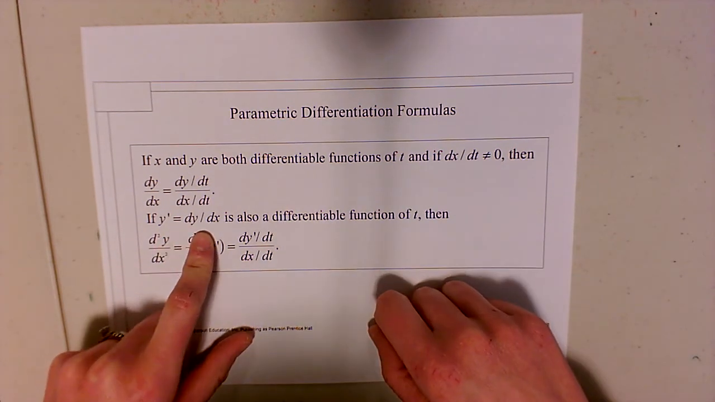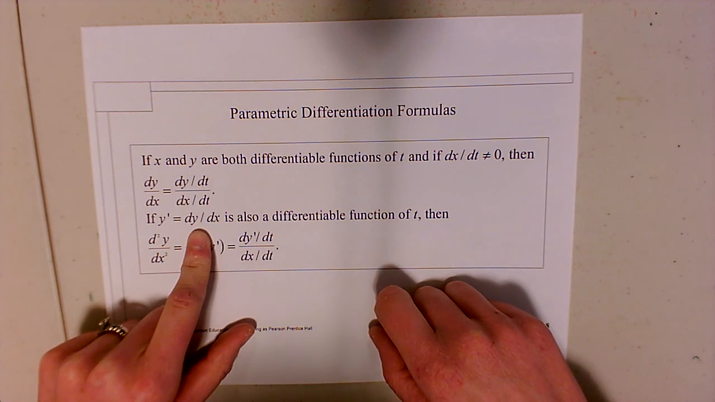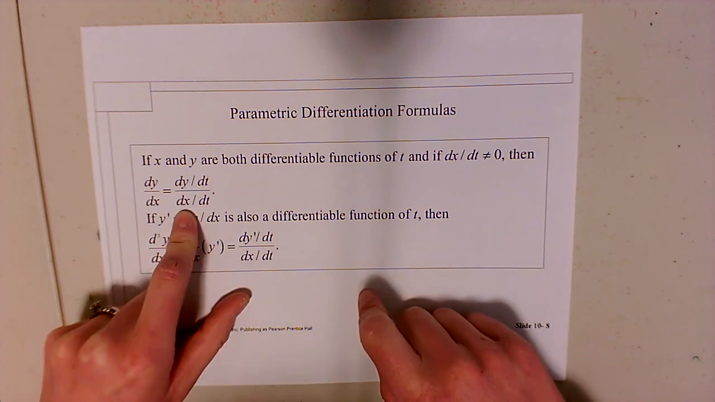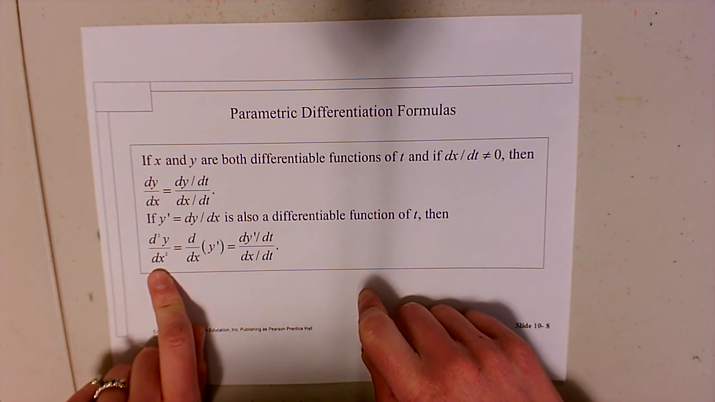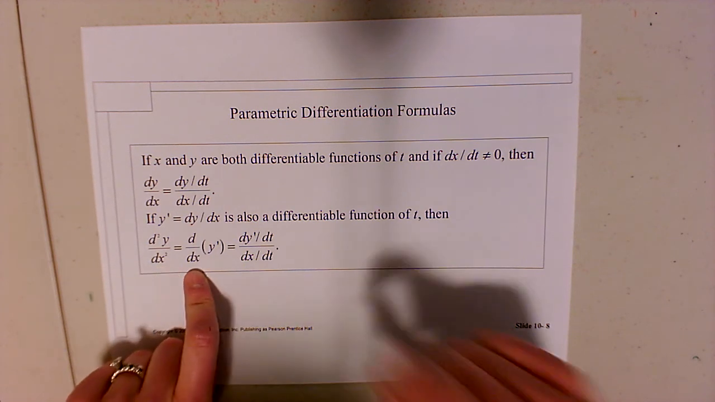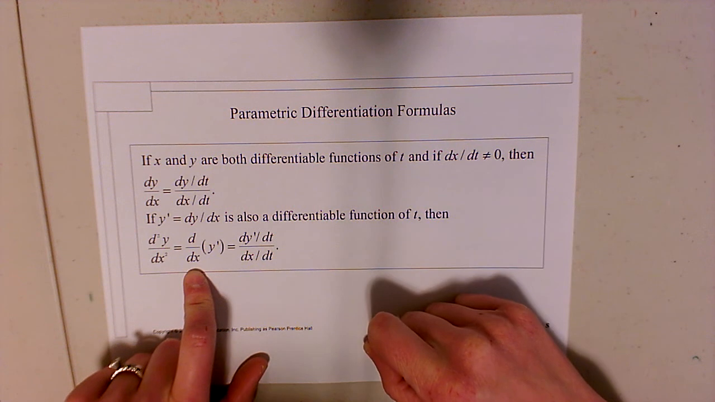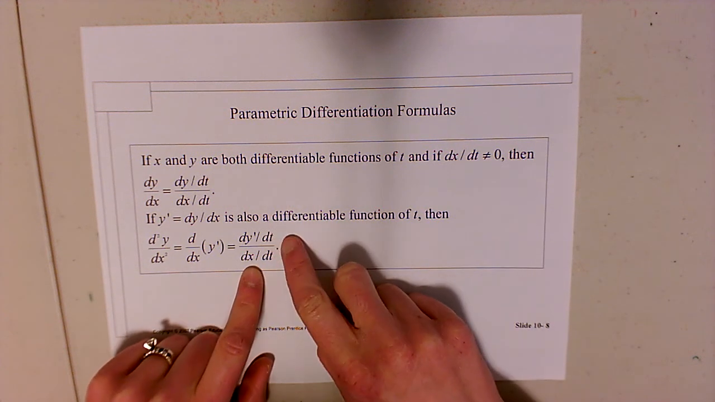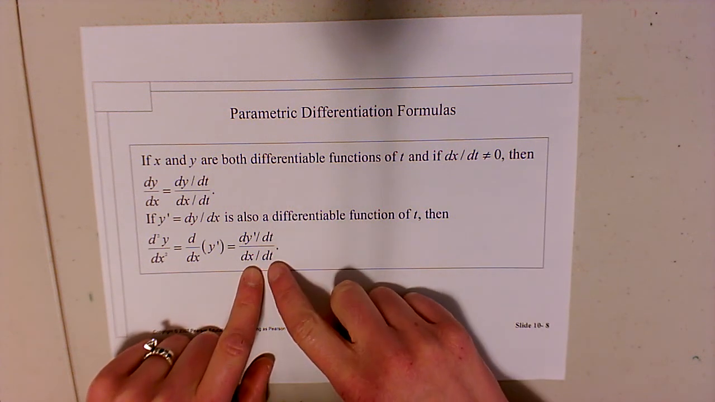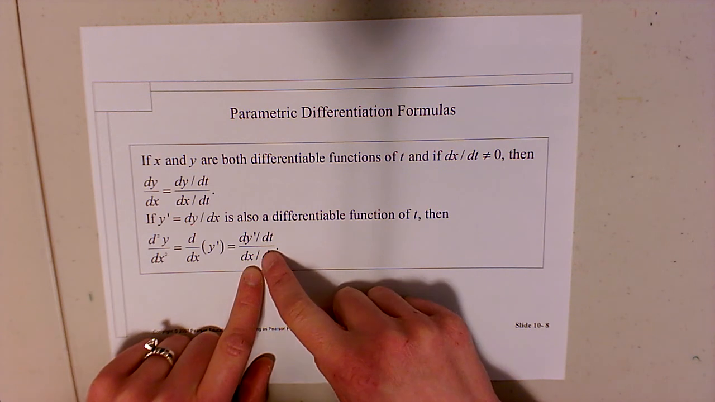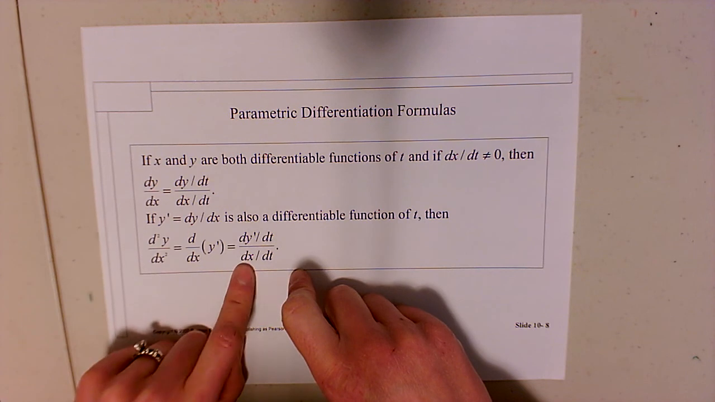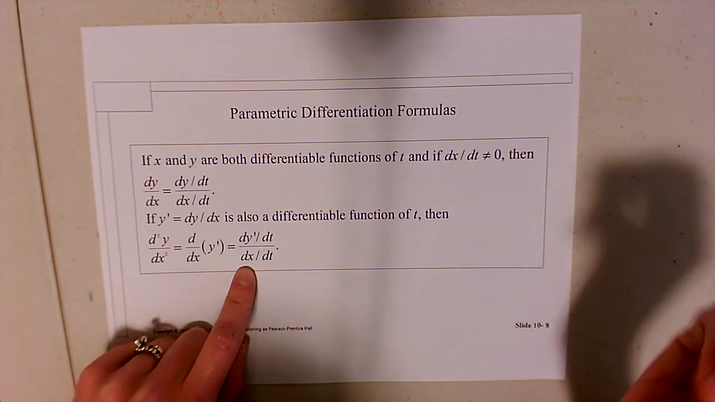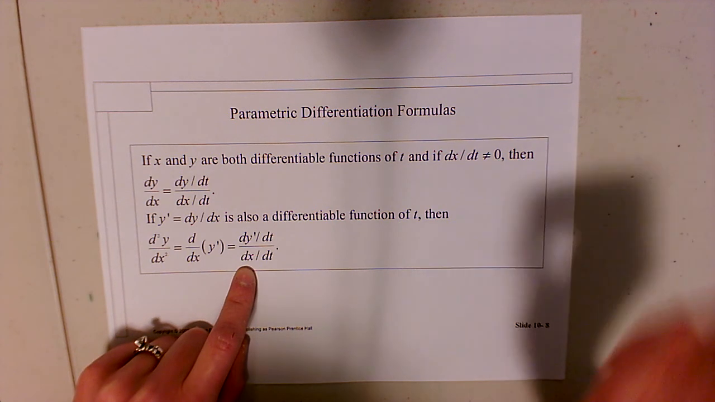Now, if y prime, our first derivative dy/dx, is also a differentiable function of t, so if you do all this work and you get something that's differentiable with respect to t, then you can find your second derivative. This is the one that's not as intuitive. Your second derivative is going to be d(y prime)/dt over dx/dt. So what you do is you take your first derivative that you got and then you put that over your dx/dt. That's the one little piece that some students have trouble with.